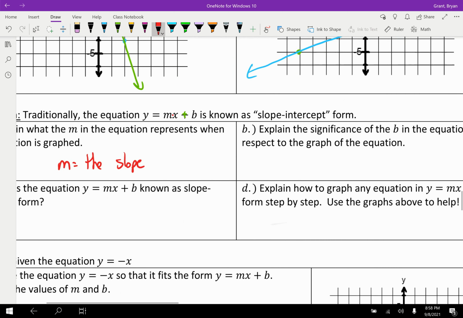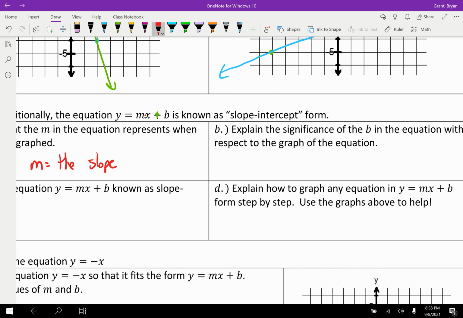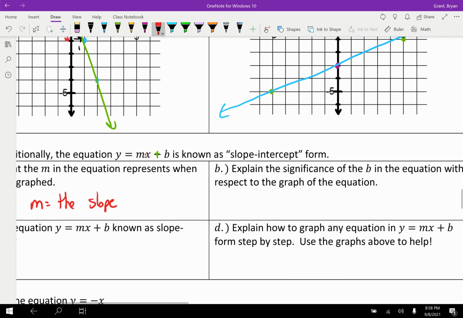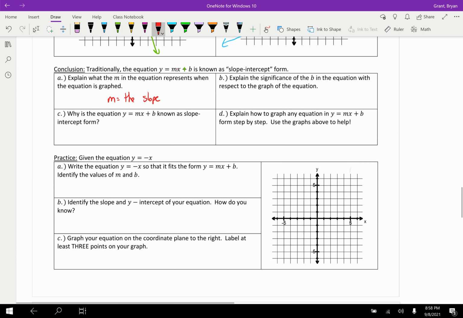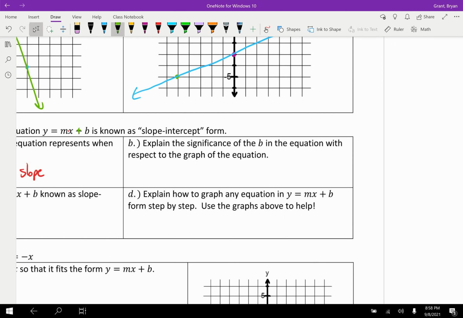And at the same time, we should know what b represents. Even though we haven't quite talked about it yet, we know at least what b has represented up here. b is the number adding or subtracting to x. Each time over here, b has represented the y-intercept.